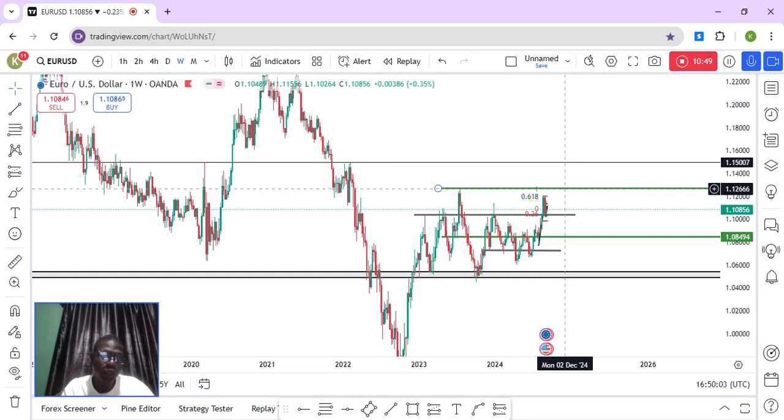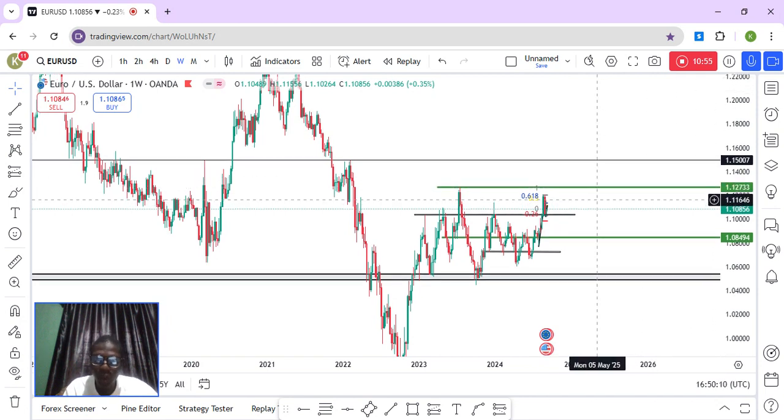the resistance of the range to the upside, which is 1.1233, 1.12733. Sorry, guys. So that's our next level target for Euro USD presently. Our next level target for Euro USD presently is 1.12733.